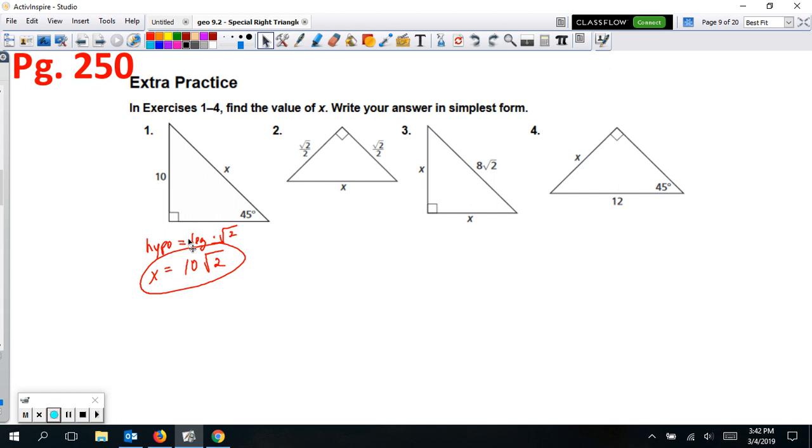Put x here. Square root of 2 over 2 will be the leg times the square root of 2 again. That's what we're getting here. So hypotenuse, this is the leg times square root of 2. That's always what we're looking at here.